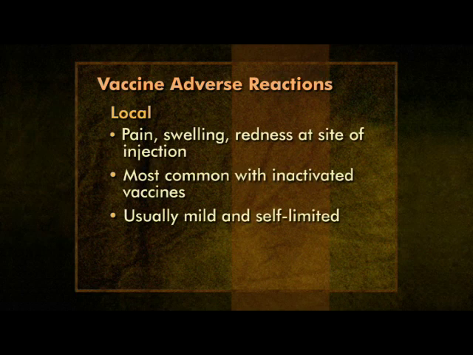The most common type of adverse reaction is a local reaction, such as pain, swelling, and redness at the site of injection. Local reactions may occur in up to 50% of vaccine doses, depending on the type of vaccine. Local reactions are most common with inactivated vaccines, particularly those that contain an adjuvant, such as DTaP and pneumococcal conjugate vaccines. Local adverse reactions generally occur within a few hours of the injection and are usually mild and self-limited.